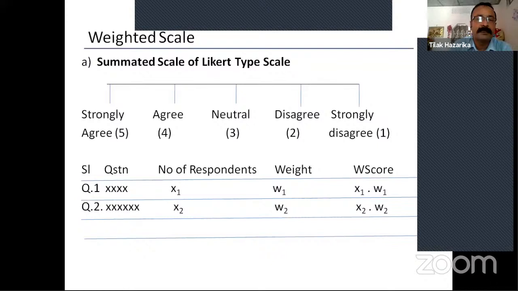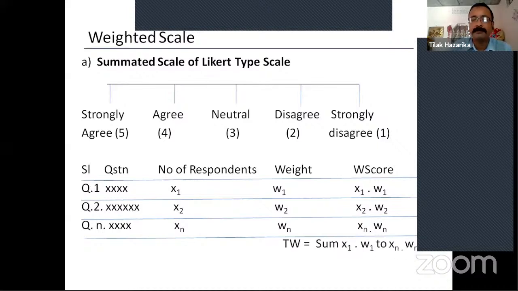Say for example, these are question 1, question 2, question n. These are the questions I have given to the respondents, and the number of respondents are x1, x2, and xn. And the respective weights, either 1, 2, 3, 4, or 5, the weight is say W1, W2, or Wn. This is the weight against the particular question 1, question 2, or question n. And the weighted score will be x1 into W1, x2 into W2, xn into Wn, and so forth.